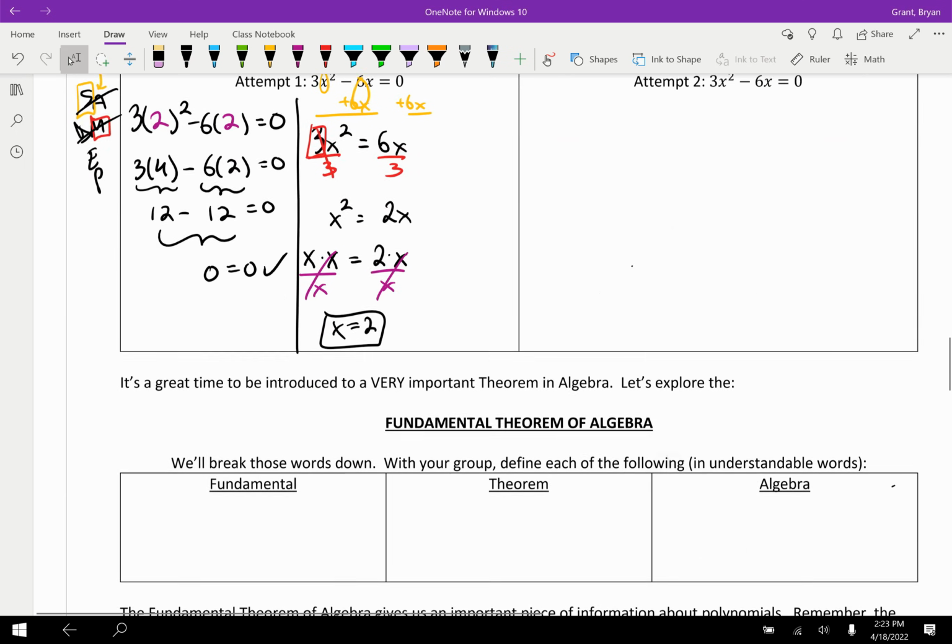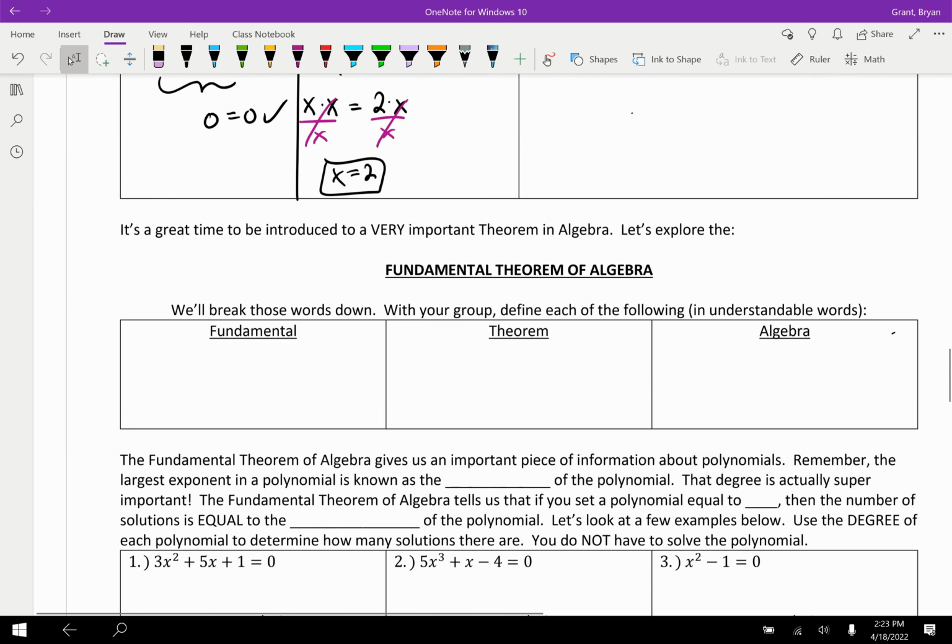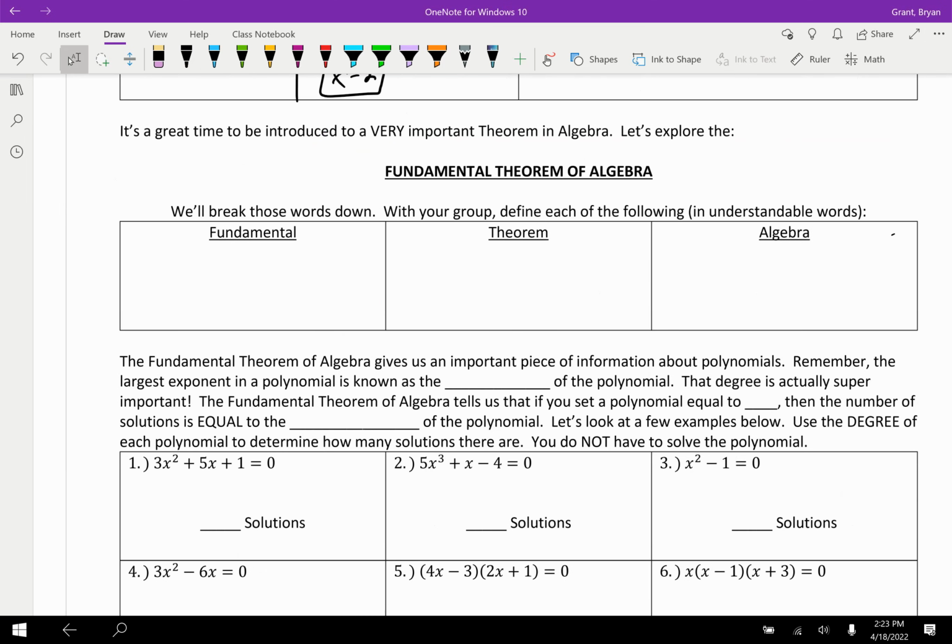Okay, so to get a better handle on what's wrong with this problem, it's a great time to be introduced to a very important theorem in algebra, arguably the most important theorem in algebra.